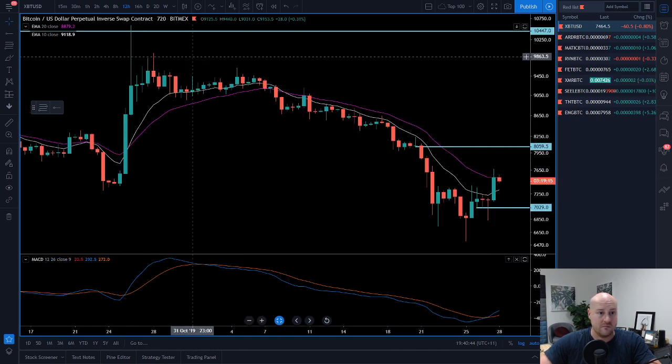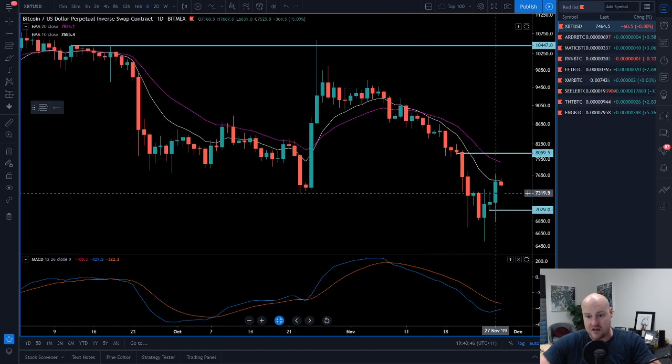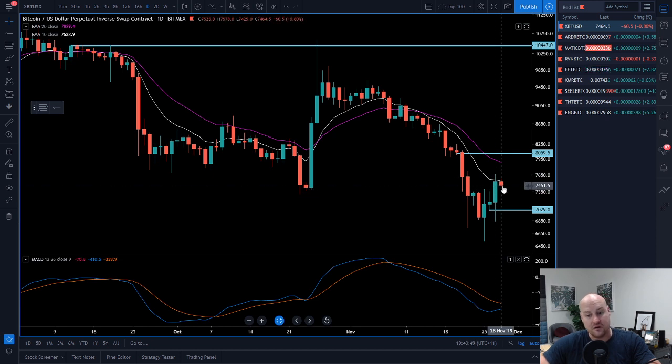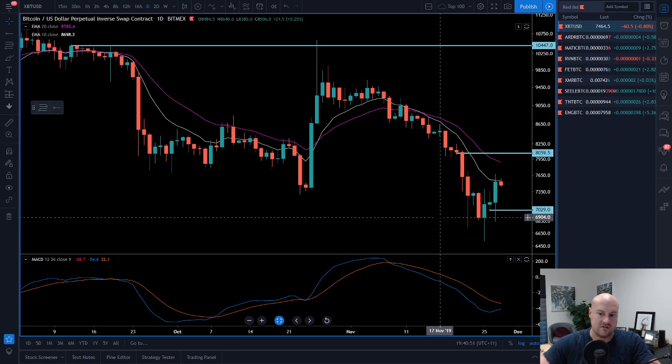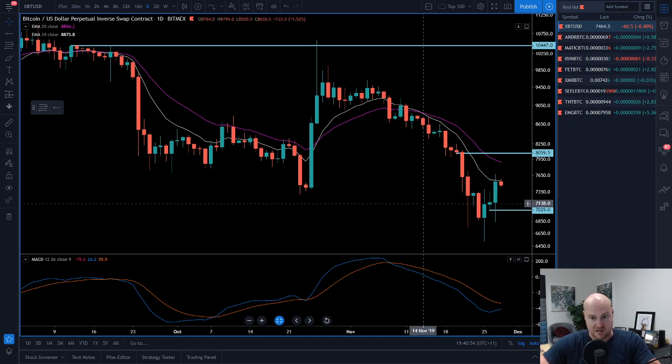What am I doing right now with Bitcoin? I'm stalking this right now for a potential short. If I get a small bearish candle like that tomorrow, I'll be sticking to the rules and there's a likelihood I would get short if it fits that.